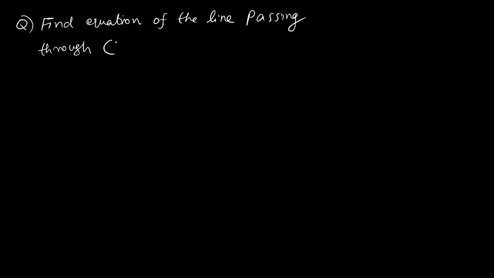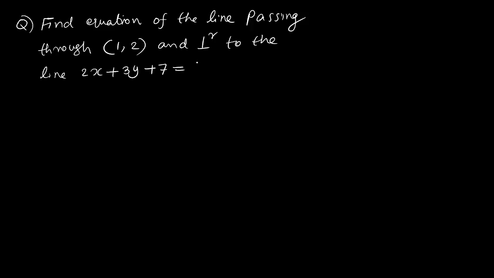Let me begin with the direct question. If I start with the indirect one, it is not good. Find the equation of the line passing through (1,2) and perpendicular to the line 2x plus 3y plus 7 equal to 0. Perpendicular is not that easy compared to parallel.